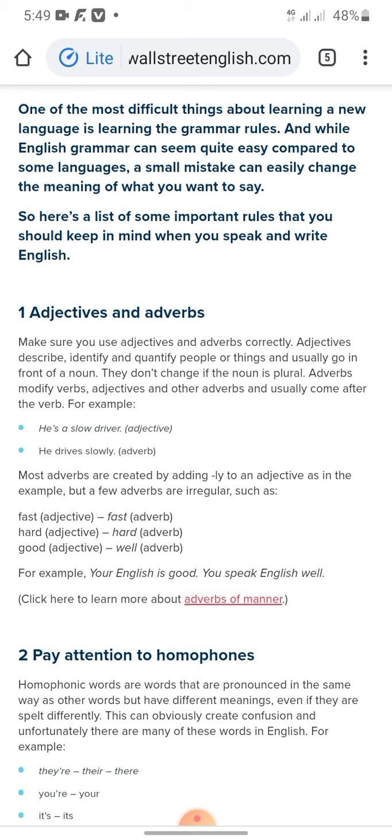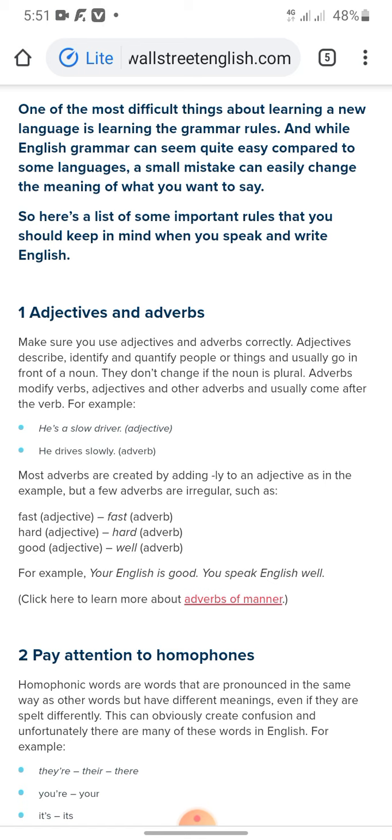For example, he is a slow driver, so it's an adjective. And he drives slowly, it's an adverb. So he is a slow driver, here slow is an adjective. He drives slowly, it's an adverb. So most adverbs are created by adding ly. For example, slow, slowly.